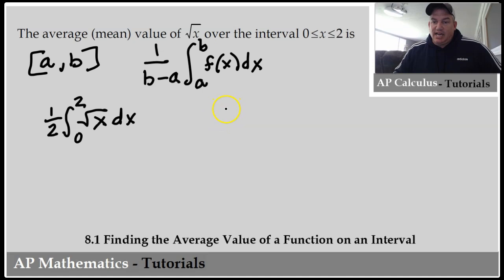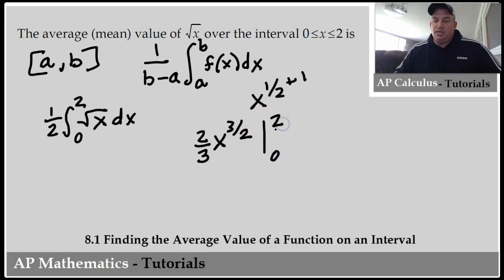So we're going to antiderive the square root function by first writing it as x to the 1/2 power. We're going to add 1 to this power and then divide by that exponent. So we're going to have 2/3 x to the 3/2 power as my antiderivative, and then we're going to evaluate from 0 to 2. And then we're going to take that answer and divide by 2.